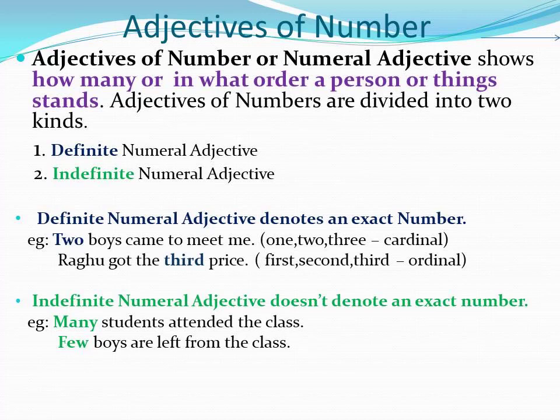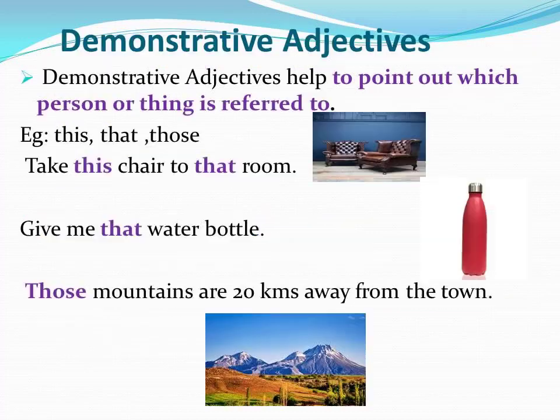Let's get into the next one, demonstrative adjectives. Demonstrative adjectives help to point out which person or thing is referred to. This, that, those are called demonstrative adjectives. For example, take this chair to that room. In this sentence, this chair and that room, we are pointing out a thing. That's why it's called demonstrative adjective.